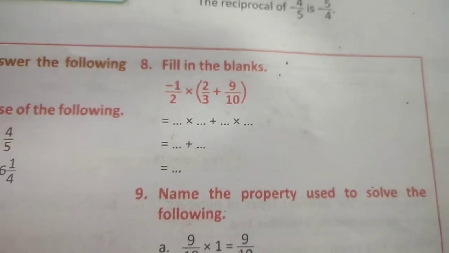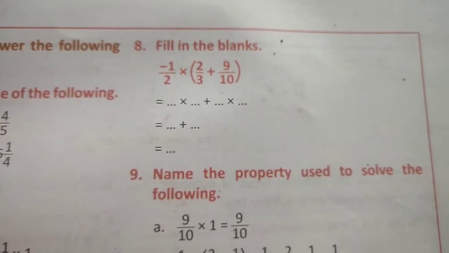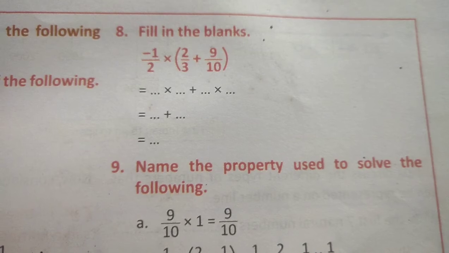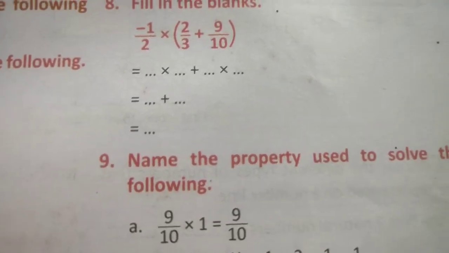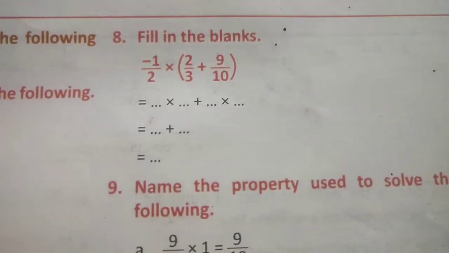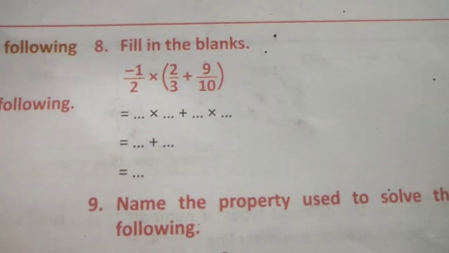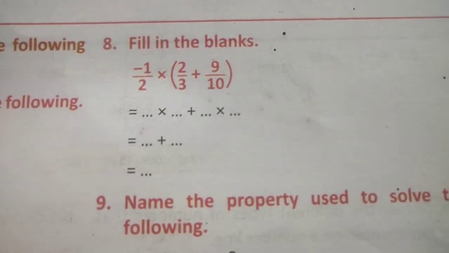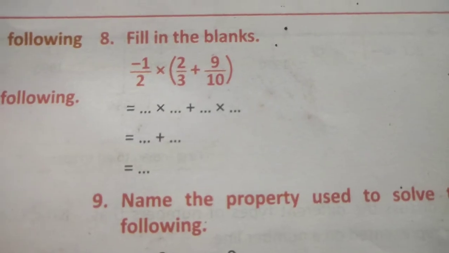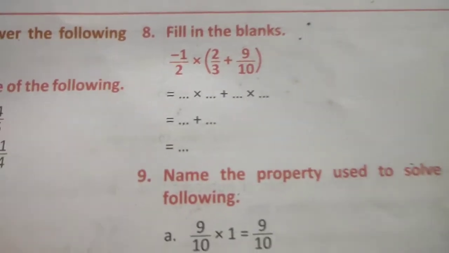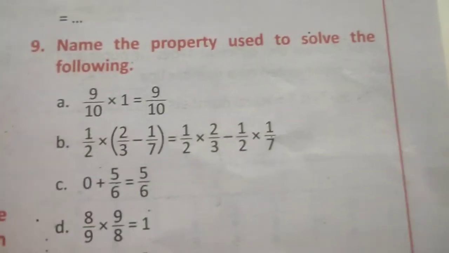The eighth question is, you have to fill in the answers according to the blanks over there. Minus 1 by 2 into 2 by 3 plus minus 1 by 2 into 9 by 10. So you have to solve it and you will get one rational number. Now see the ninth question.